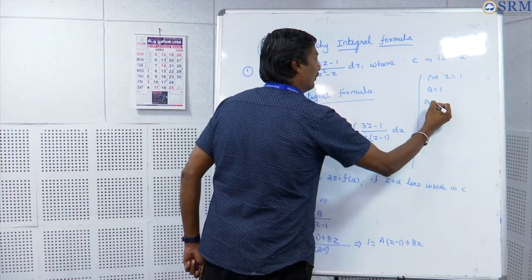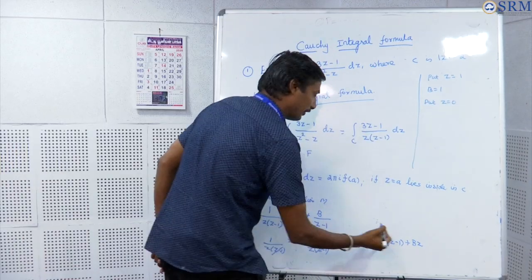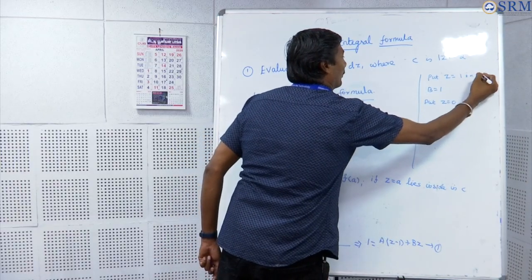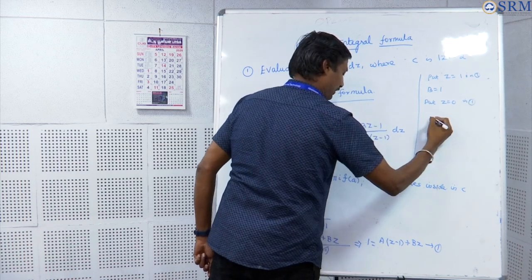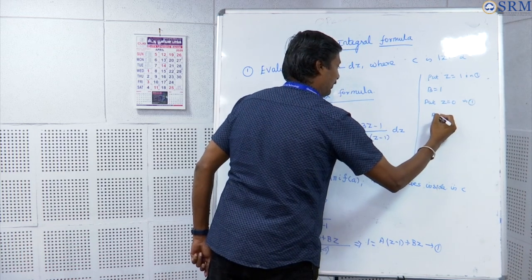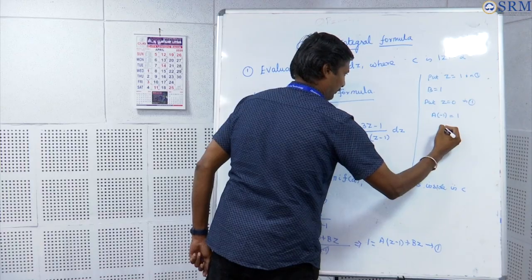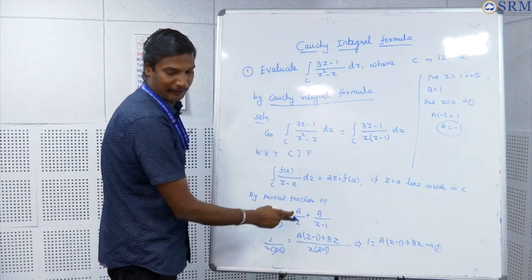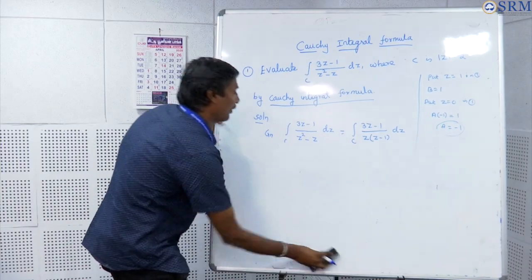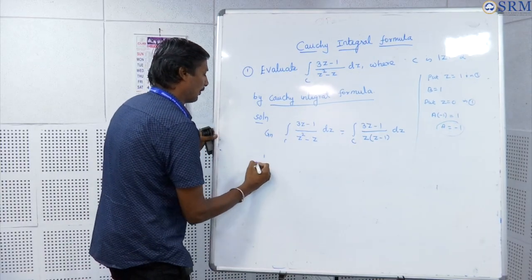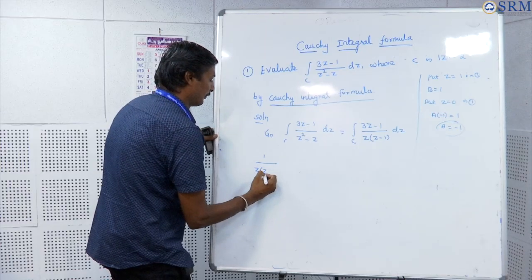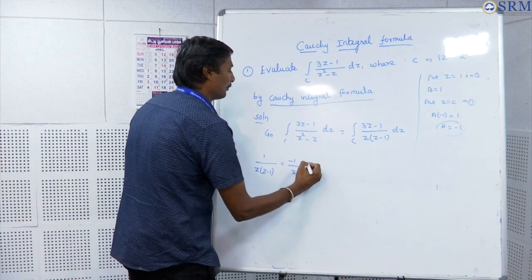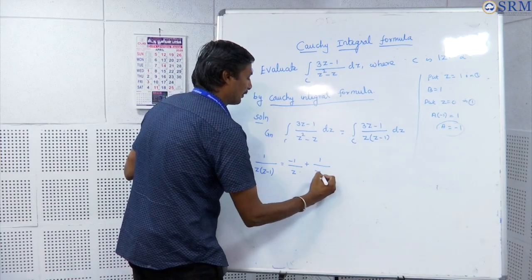Now put z equal to 0 in this equation, equation number 1. So we get minus a is equal to 1, so a equal to minus 1. Okay, we substitute in this equation. So I am getting 1 upon z into (z minus 1) is equal to minus 1 upon z plus 1 upon (z minus 1).